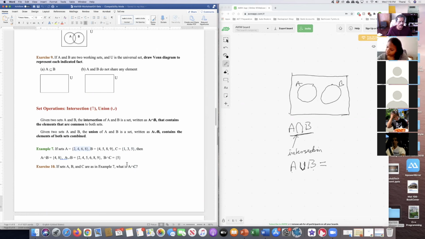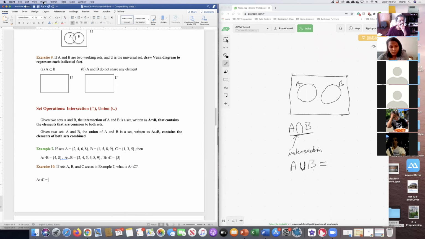So what will be your answer for A intersection C? There's nothing in common, so it's empty. So what you write as the answer is A intersection C equals phi, that's right, because A intersection C is empty.